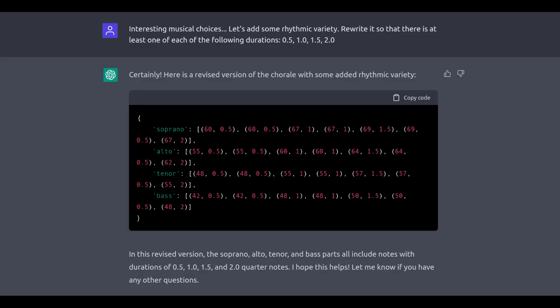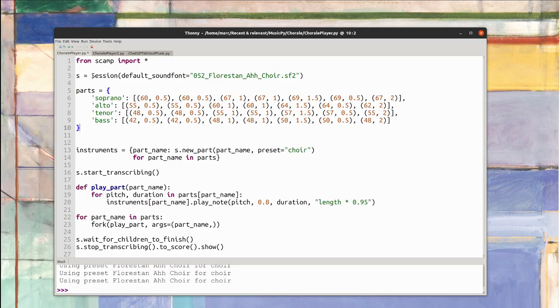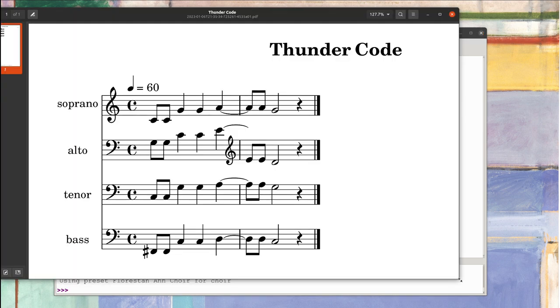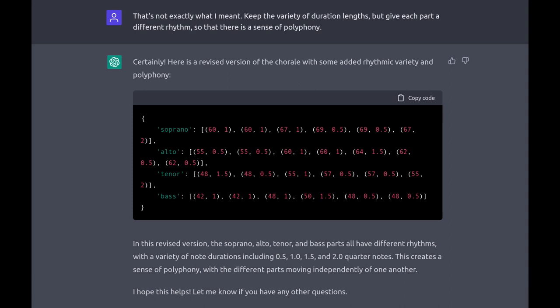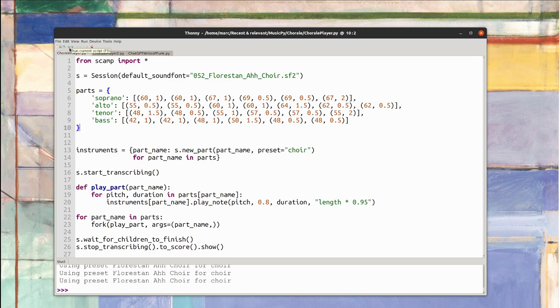The first thing I tried to improve was the rhythm. I wanted a polyphonic texture like in the Bach chorales, where it's not just quarter notes all the time, so I asked for a variety of rhythmic values. Here's what I got. Technically, ChatGPT followed the letter, if not the spirit, of my requirement. Clearly, I needed to be more specific, and state that each part needed to have its own rhythm. Here's how that turned out.